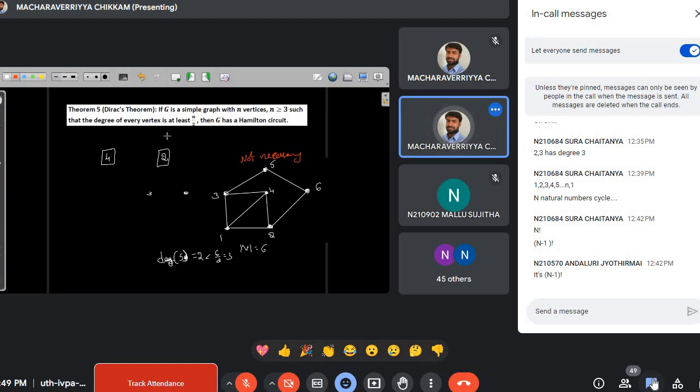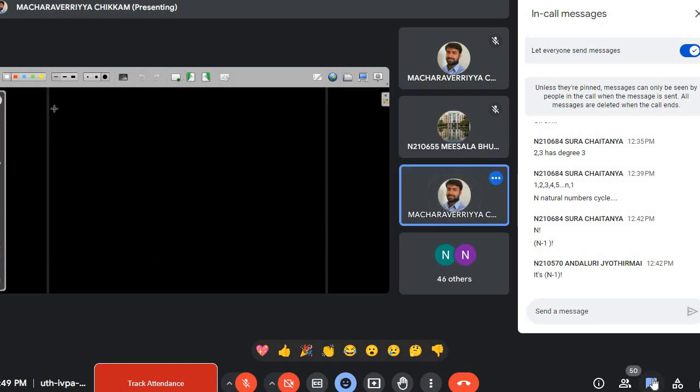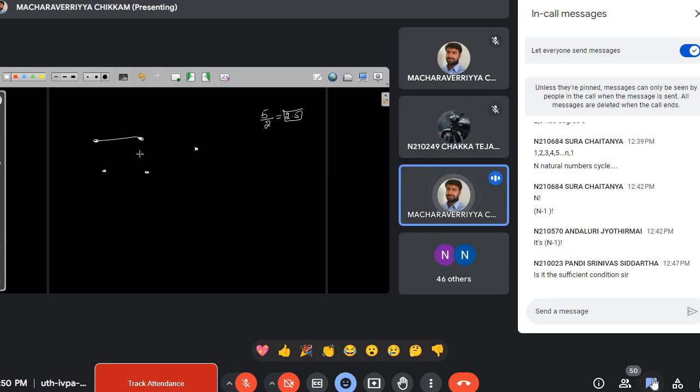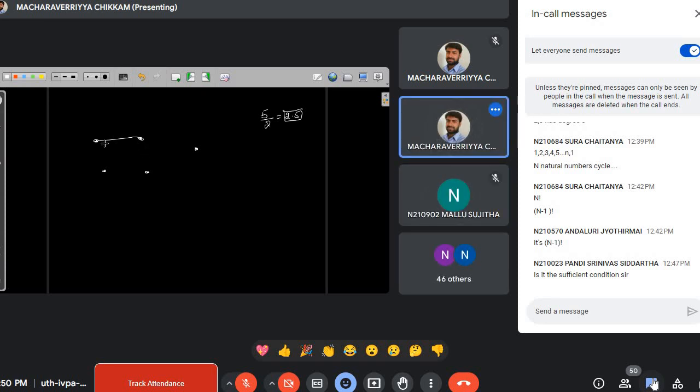Okay, now let me do one thing. Let me take a graph with 6 vertices. What if I take an odd number? Fine, let me take an odd number. So in the odd number case, 5 by 2 is 2.5. So we can't have a vertex with degree 2.5. So you must take a degree of 3. Let us construct a graph with 5 vertices in which the degree of each vertex is 3 or more than 3.